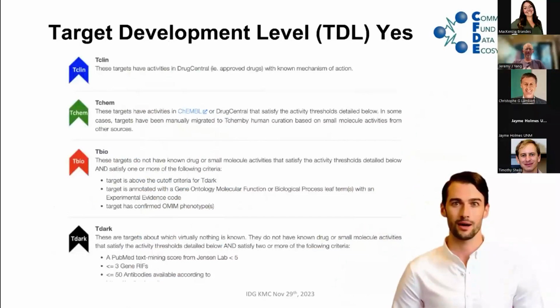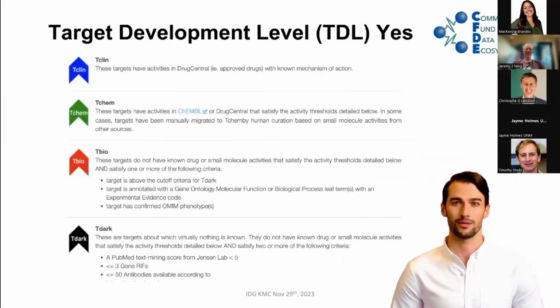In this slide, I'll briefly explain the target development levels, TDL, for drug targets in DrugCentral. One, T-Clin. These targets have activities in DrugCentral with known mechanisms of action and are associated with approved drugs. Two, T-Chem. These targets have activities in ChEMBL or DrugCentral that meet specific activity thresholds.